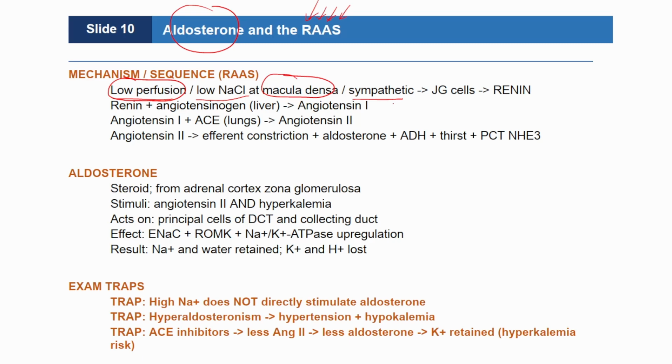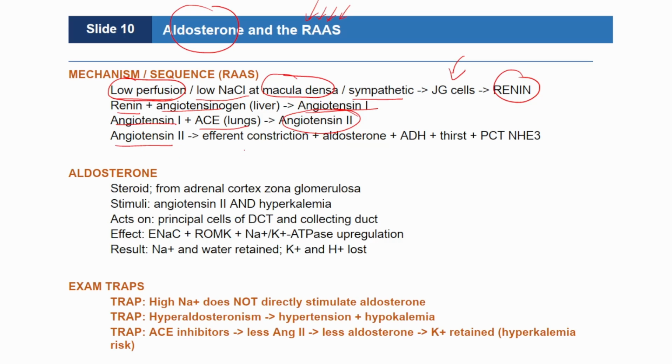These physiological signals trigger the juxtaglomerular cells to secrete renin into the bloodstream. Once released, renin acts enzymatically on angiotensinogen, which is synthesized by the liver, to convert it into angiotensin 1. As angiotensin 1 passes through the pulmonary capillaries, it encounters angiotensin converting enzyme, or ACE, which cleaves it into the highly active peptide angiotensin 2.